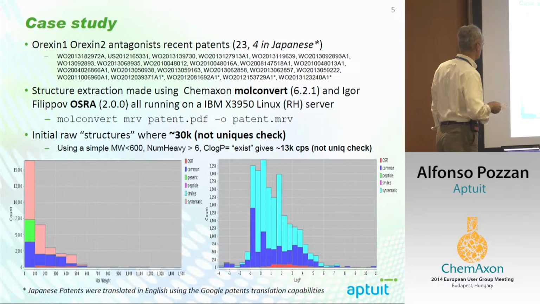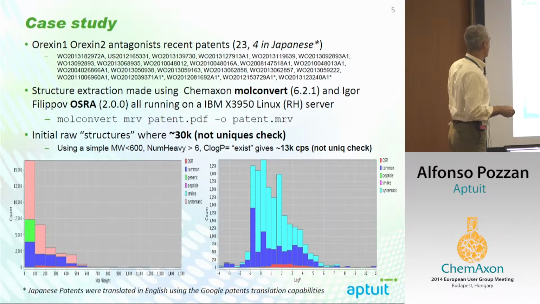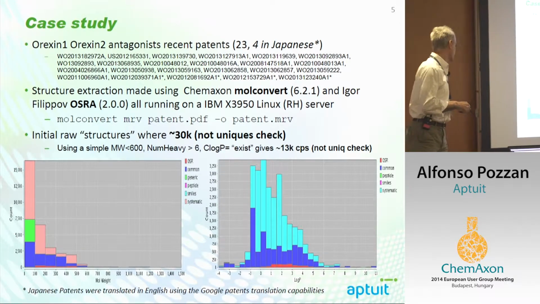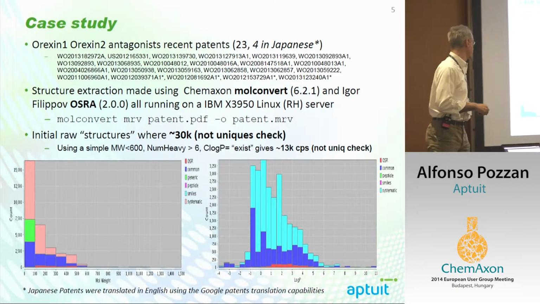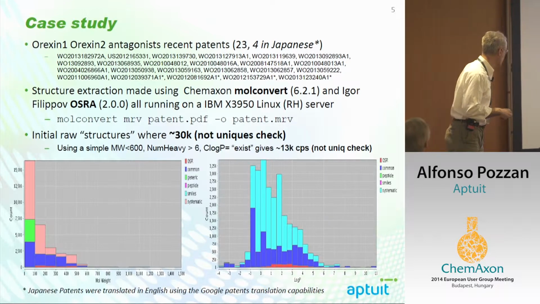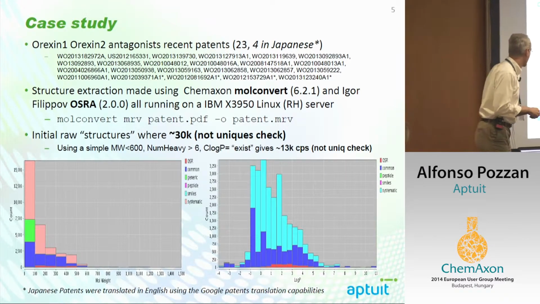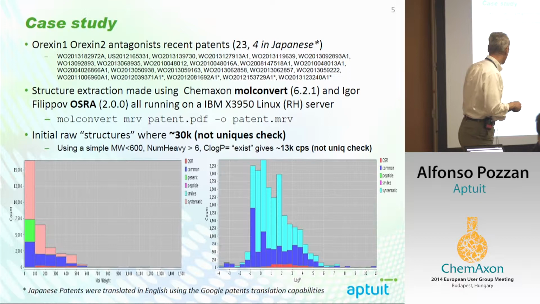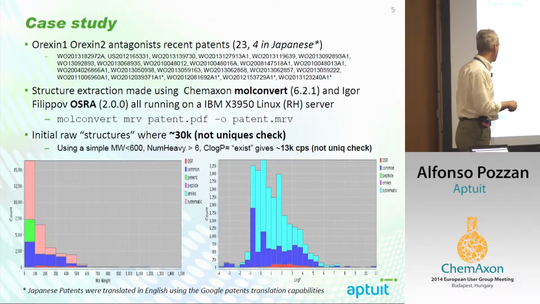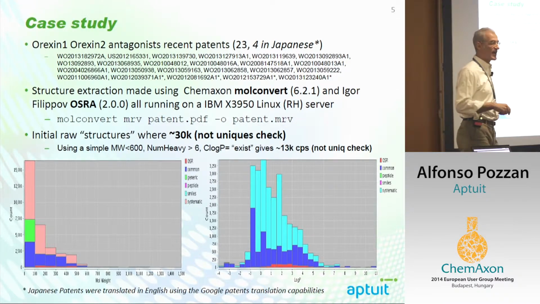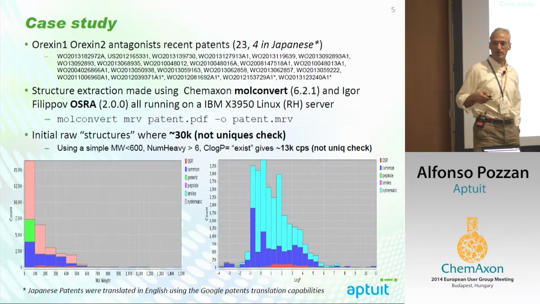So this is a simple exercise that we did. We start from 23 patents. We just run MolConvert, and at the end we end up with about 30,000 structures. And you see how those are split amongst the keywords, like structures that came from peptides or from conventional names. In particular, the red ones are the ones recognized by optical recognition.